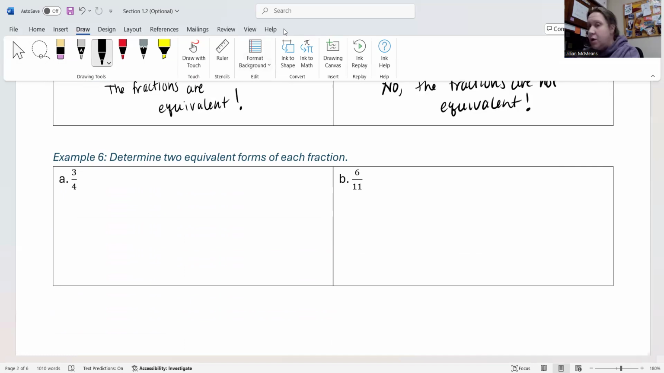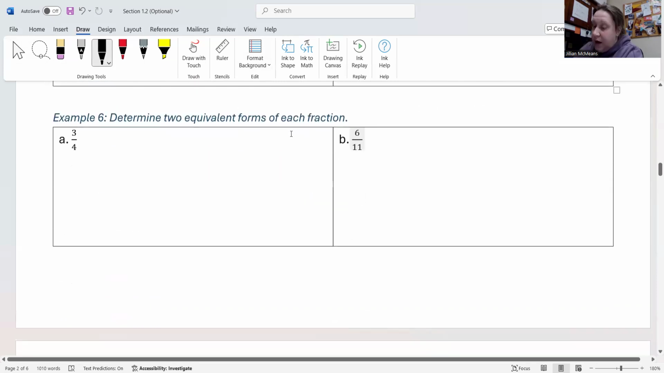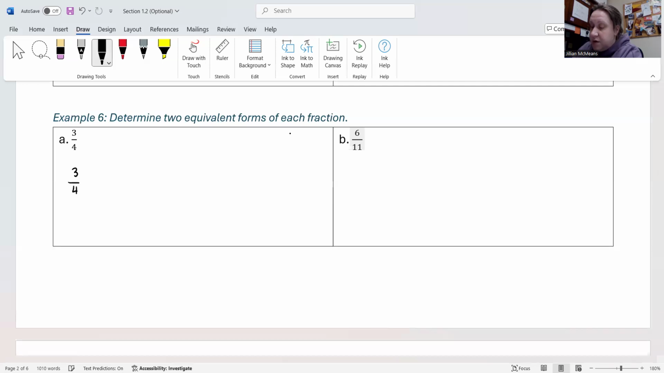So remember, if we scroll up just a little bit in the worksheet, we had that to create equivalent forms of a fraction, multiply the numerator and denominator by the same natural number. So if I want to find an equivalent form of 3/4, I multiply the top and bottom by the same number. And there's a reason for this. So let's say I want to multiply the top and the bottom by 2. Well, if you think about this, 2 divided by 2 is just 1. So 2 over 2 is just 1. So it's like we're coming up with a nice version of 1.